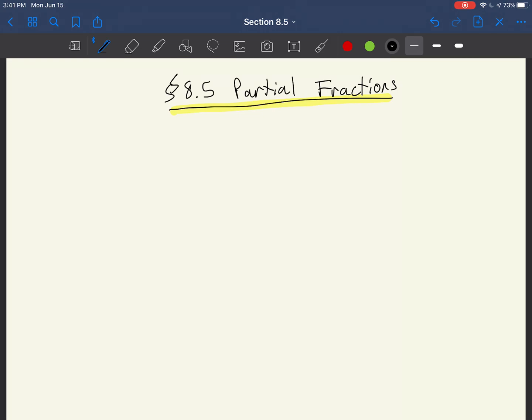Hello and welcome to section 8.5, partial fractions. This is the last integration technique that we will be learning. We have more to do in chapter 8, but they're not going to be new integration techniques. They're going to be different things.